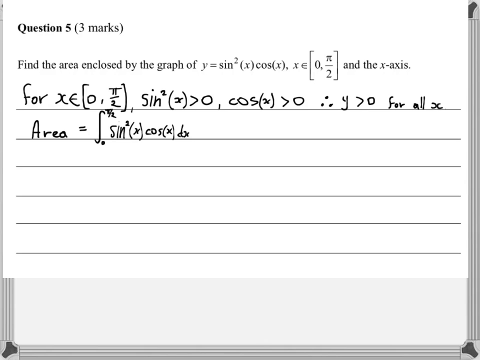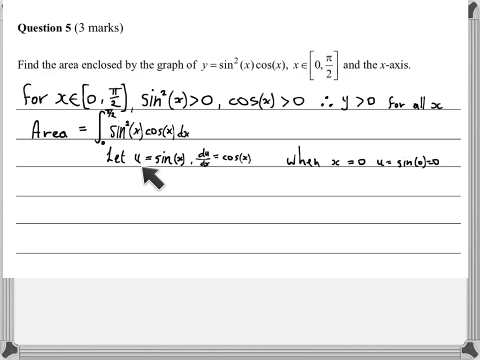So the area now is the integral from 0 up to pi on 2, because the function is all positive during that time. So the area will be some positive amount. No signed area. So we integrate this over those limits. We don't have a rule for this, so we're going to have to use trig identities and some substitution. First off, let u is equal to sine of x, and then du dx gives you cos of x. Derivative of sine is cos. Rearrange that.